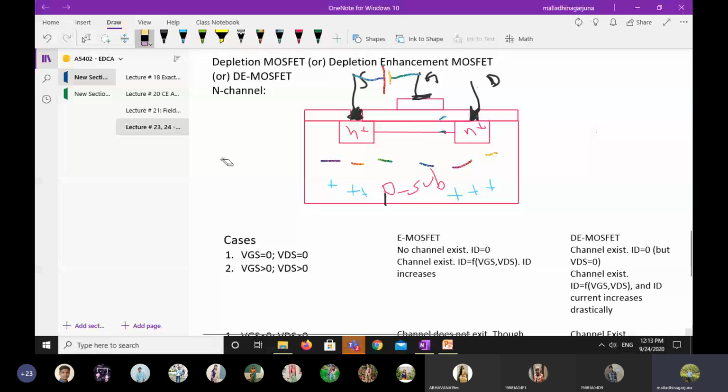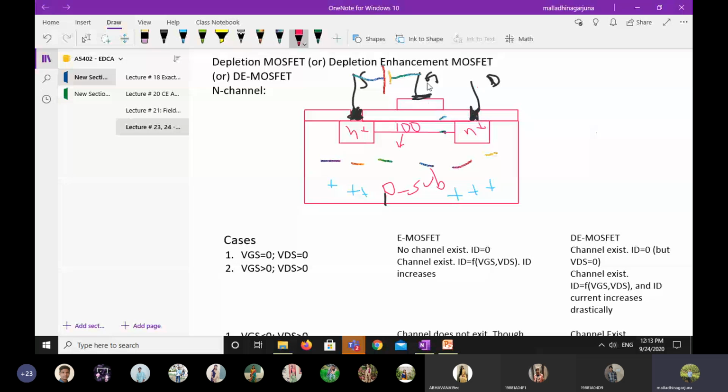Exactly. Why? Because here 100 electrons are there. Assume that. What are we doing now? Covalent bond. You are applying negative polarity, negative battery, and electrons are accumulated at the inverse layer. So these 100 electrons will be repelled by the negative battery and move away from the channel.